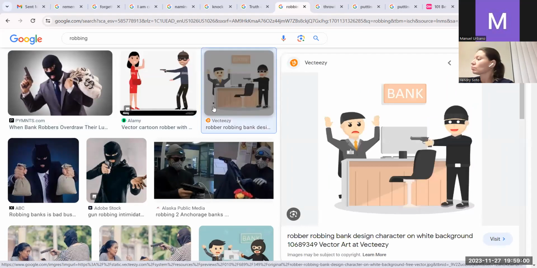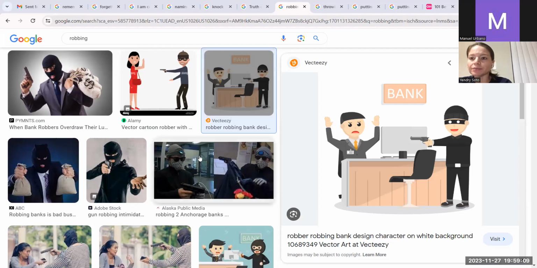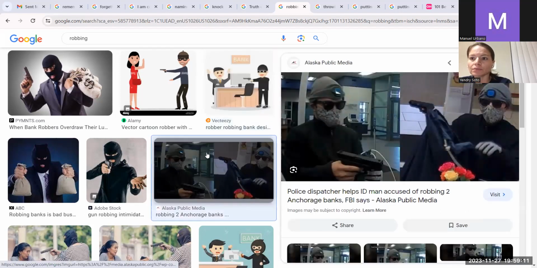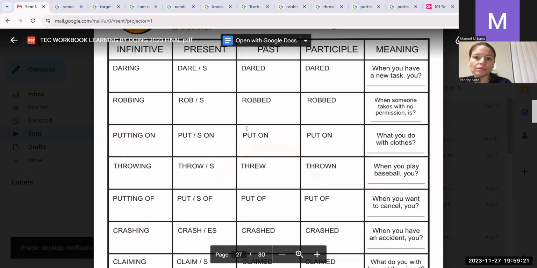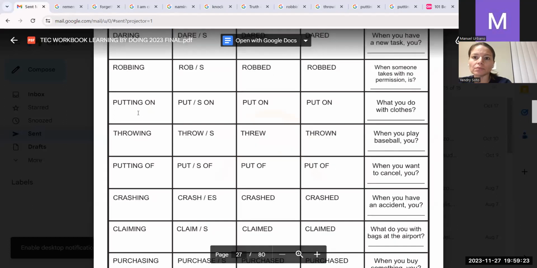So let's practice in a sentence just to practice some pronunciation. Please repeat. He is robbing the bank. He is robbing the bank. Now we're going to make it plural. They are robbing the bank. They are robbing the bank. He is robbing the woman. He is robbing the woman. Very good. So that's about robbing.